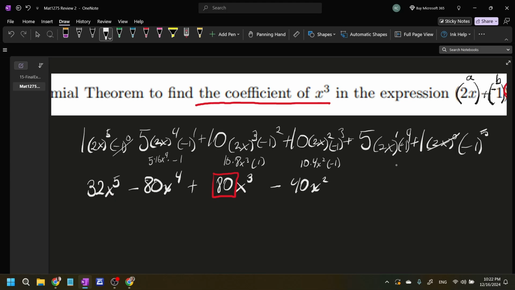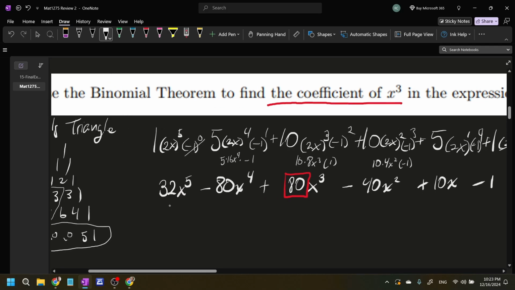Next, we've got 2x to the 1, which is just 2x, times 5 times -1 to the 4th. -1 to the 4th is actually just 1, right? -1 times -1 is +1, and +1 squared is still +1. So this is going to be positive 10x. And then lastly, we've got -1 to the 5th power, which is just -1. So this is our full expansion of 2x minus 1 to the 5th power. This whole thing, 2x minus 1 to the 5th power, that's this.